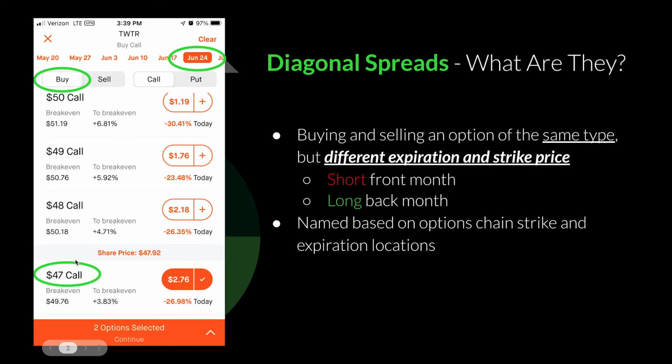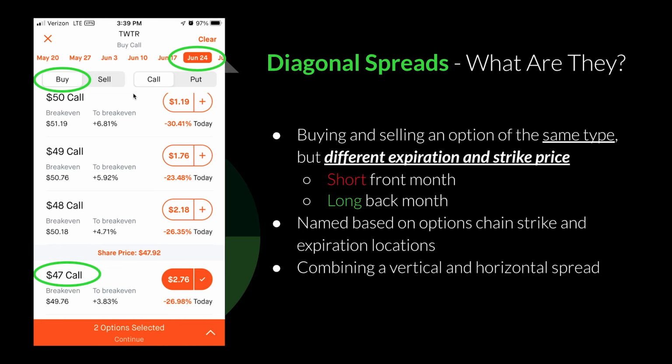Where the diagonal spread gets its name is based on the location of the strike price and the expiration date. The strike price is a vertical spread, and the expiration date would be a horizontal spread. So a vertical and a horizontal, that's why it gets the diagonal name. I have a video regarding vertical spreads and how those are set up, and I also have a video on horizontal spreads or calendar spreads and how those are set up.